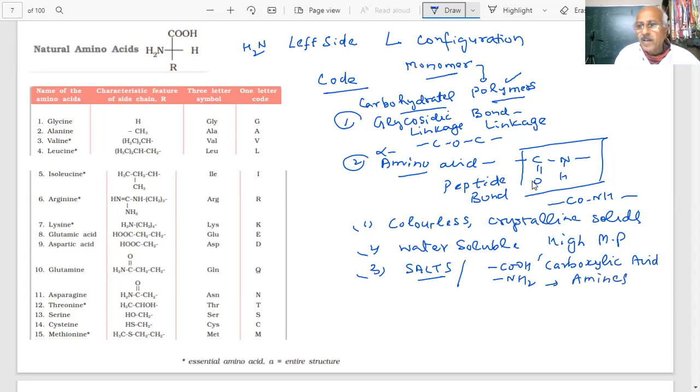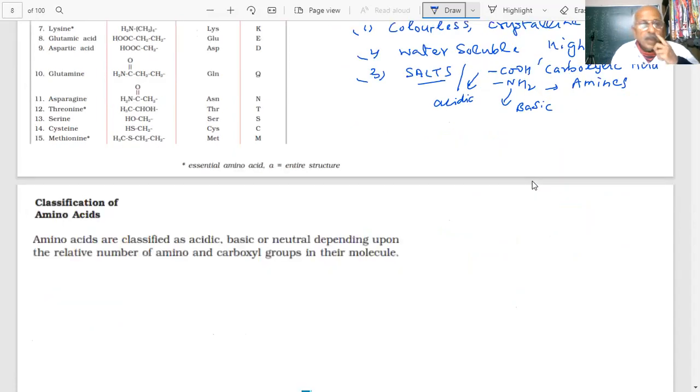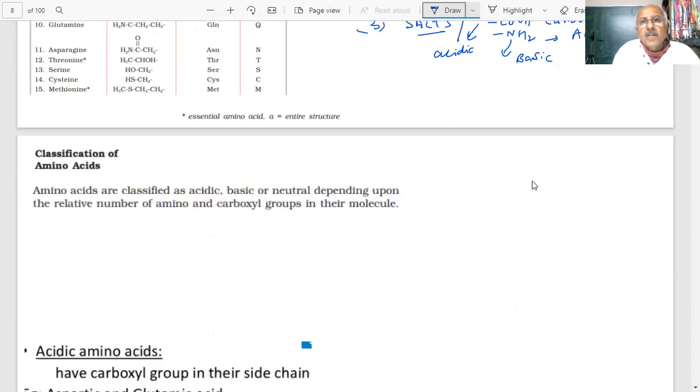So this group is acidic, students, and this group is basic. So the two groups are present within the same molecule. So what can happen now? Let us see that the NH2 group has a lone pair of electrons. COOH group, students, what is this? This is acidic.